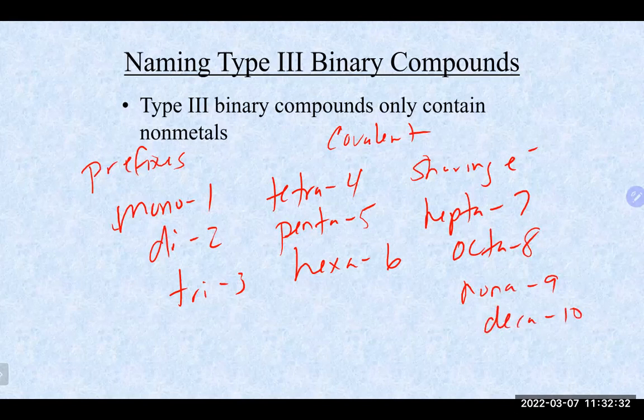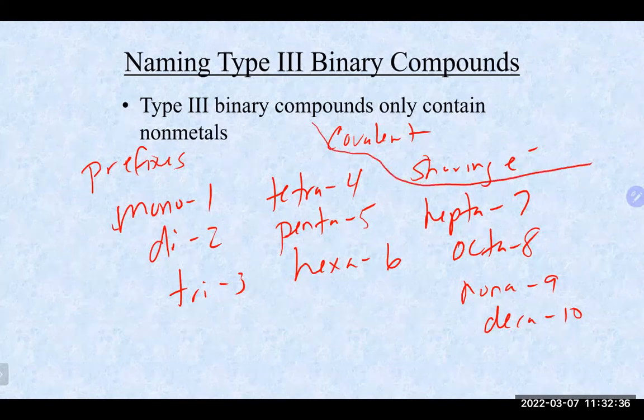The nice thing about this is there's pretty much no need to worry about charges because they're sharing electrons, so there's really no charges. There's no need to balance out things or anything like that. Basically, you pick the right prefix and you use the whole name of the first element, and the second element gets the IDE at the end with the appropriate prefix. So these are pretty straightforward. It should take you like a second when you see these type of guys to name it.